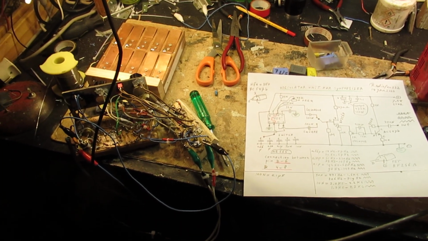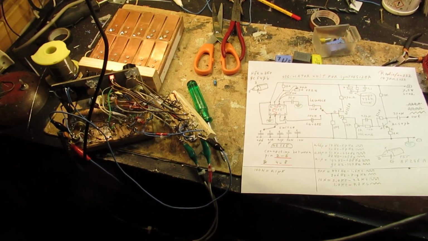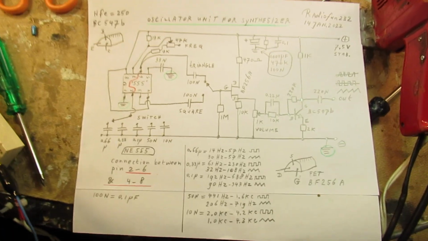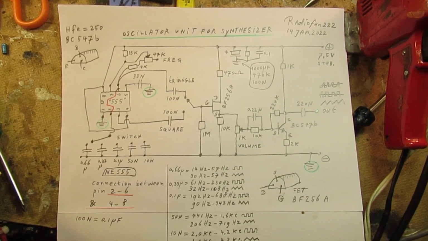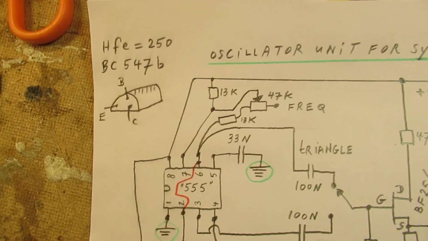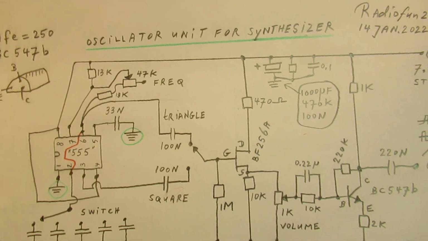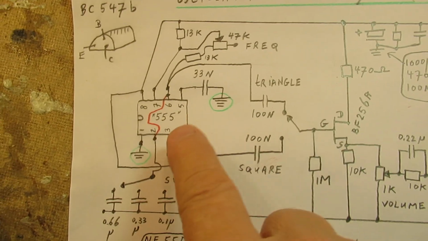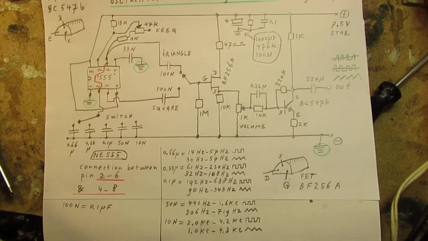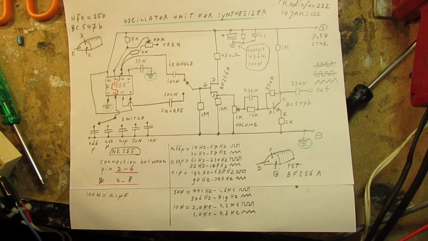Working on, say, not the final, but another stage in the synthesizer circuit. This is the schematic, by the way. I had a question today to show the schematic. Well, here it is. It's very simple, made with a 555, a field effect transistor and a standard NPN transistor.